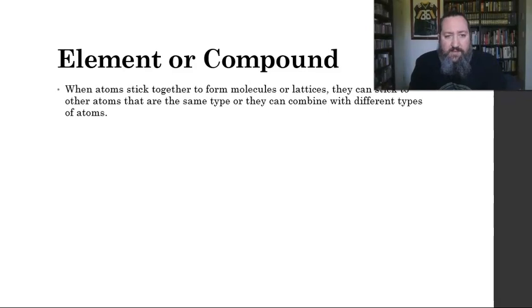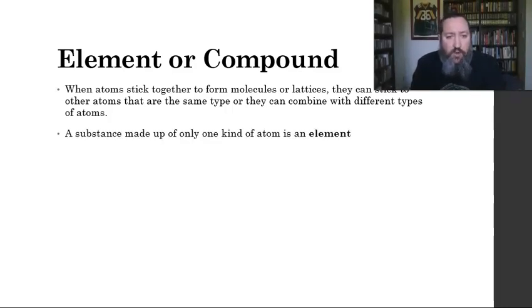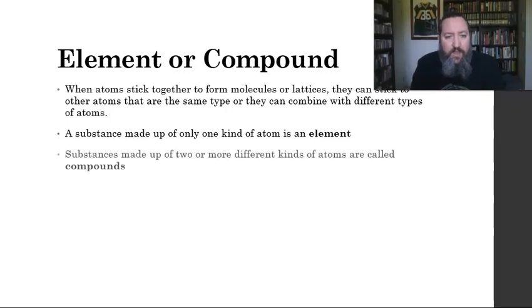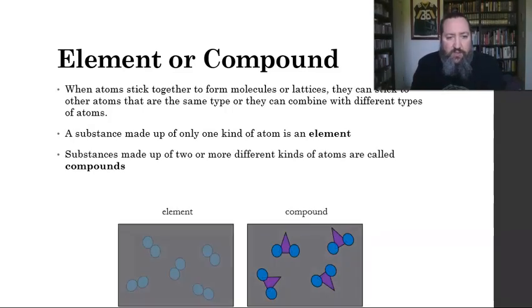So atoms stick together, they form these molecules or they form these lattices, and sometimes they do it with just atoms that are the same as them, so oxygens with oxygens or hydrogens with hydrogens, or sometimes they combine with different types of atoms. If it's only one kind, we call it an element. If it's more than one kind, it is called a compound. These are just 2 little ways we can represent that. You can see on the left there, the elements, they're the same, so 2 of the same type of particle. The compounds, obviously, we've got the different types in there as well. Now, some of the compounds can be really complex, lots of different types, or they can be just 2 types like you see in this diagram.